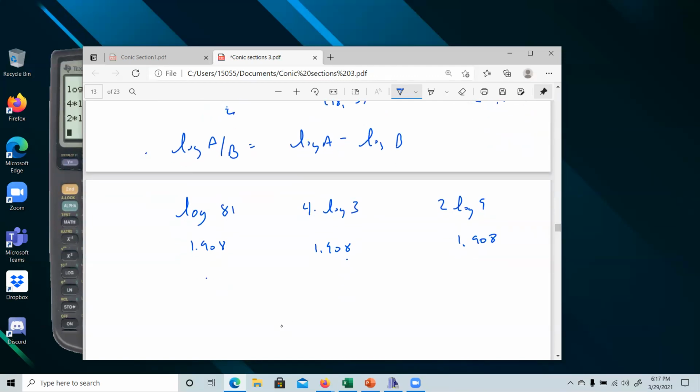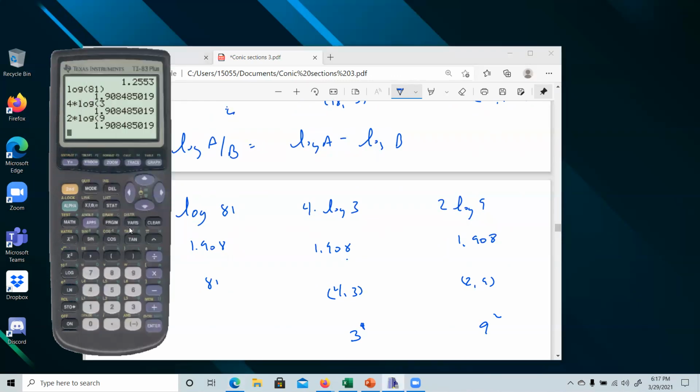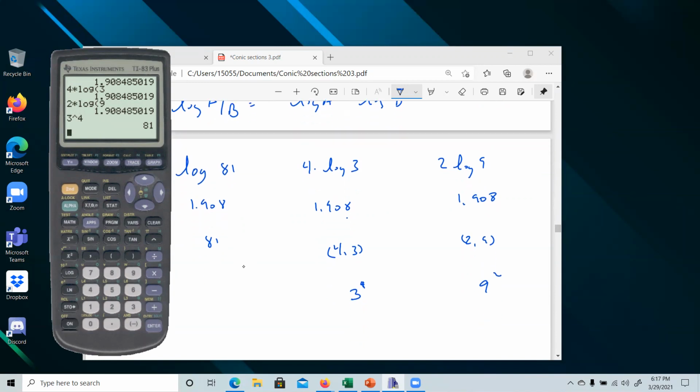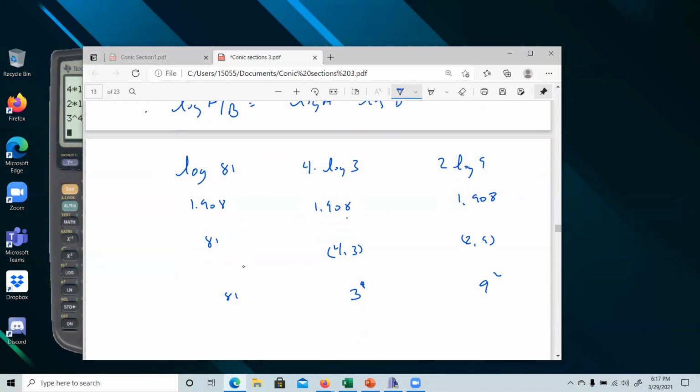So again, we have 81, we have 2 and 9, and we have 4 and 3. So how do these all relate? You might say, well, 9 squared, 3 to the 4th is offhand. Let's find out. So 3 to the 4th, that must be 81. Who would have thought? And 81, these are all the same number.